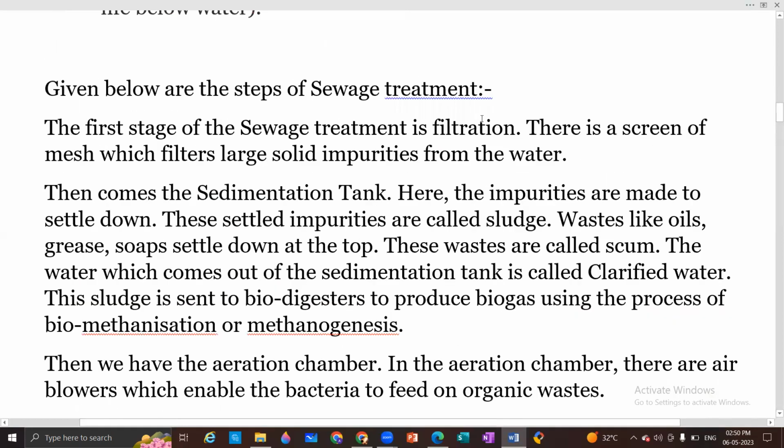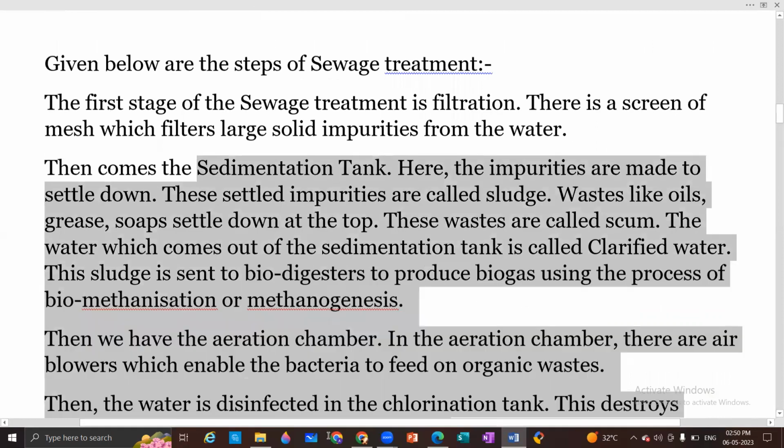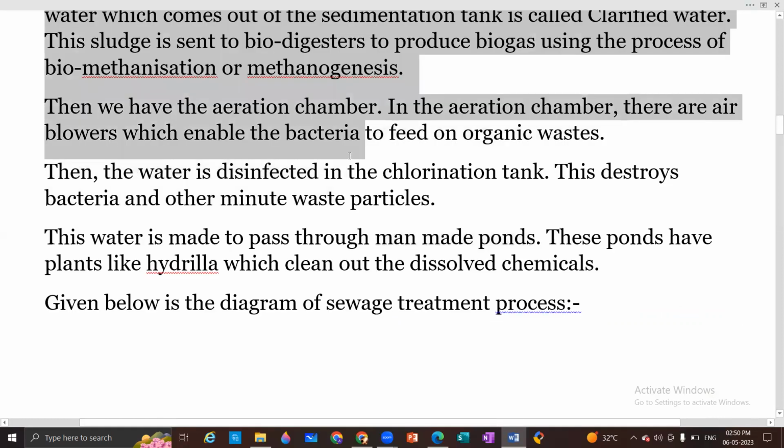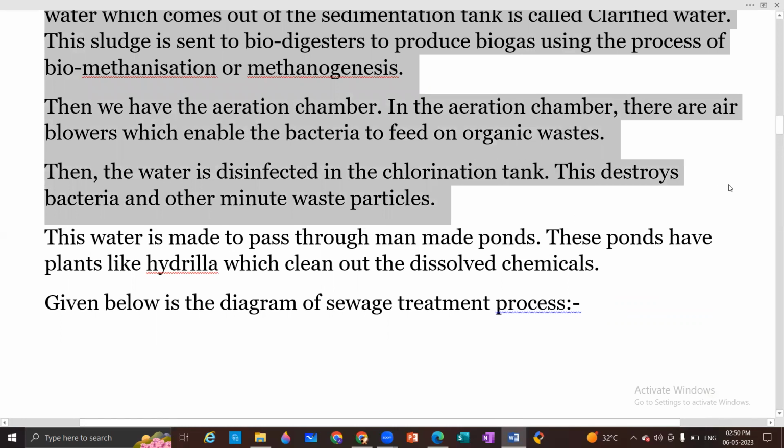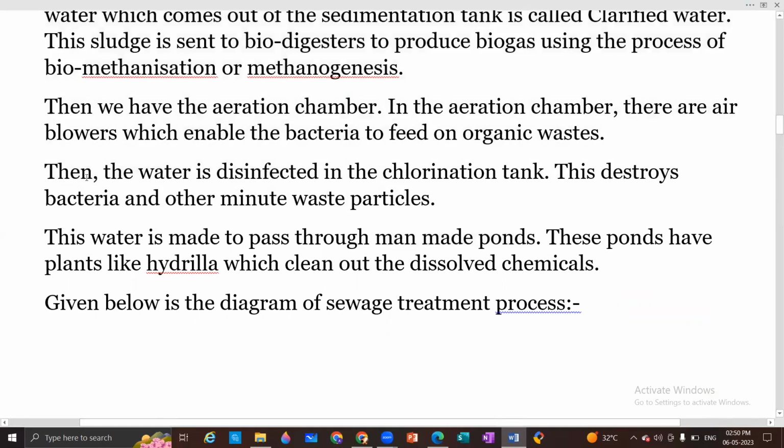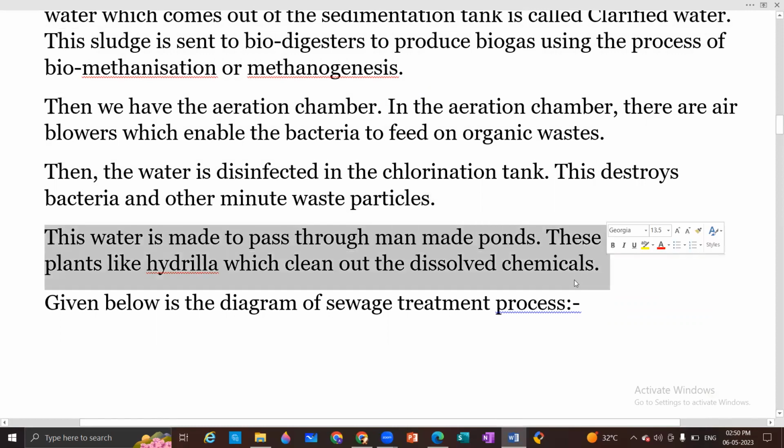So the process of filtration comes under primary treatment. Sedimentation, aeration, and chlorination come under secondary treatment. While the passing of water through these ponds containing plants is called tertiary treatment.